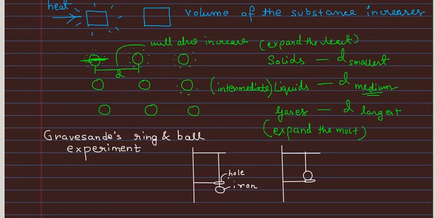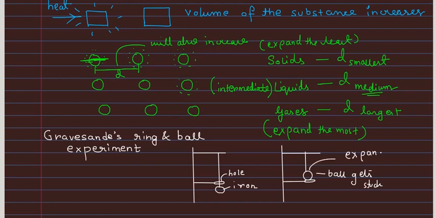What we do now is, we take the iron ball back out of the hole and heat it using a Bunsen burner, and after that we suspend the ball here again. Now when we try to pass the ball through the ring, we see that the ball gets stuck. So why does it happen? It's because now the ball has expanded.